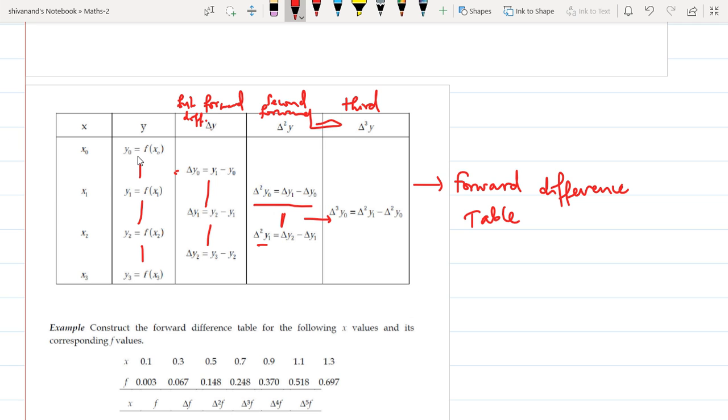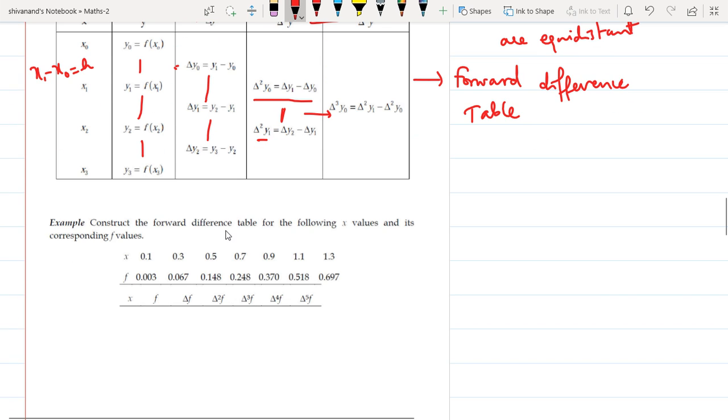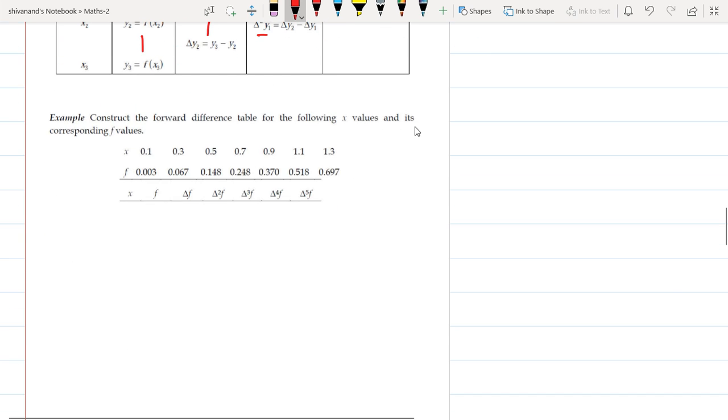This is a very easy thing. You just go on finding the difference between consecutive terms. y0 and y1 are consecutive because of the equal step length. You must also be careful here. The x1 minus x0 gives you the step length h, so that means these are equidistant. So x0, x1, x2, and so on are equidistant. Fine, so let us see an example.